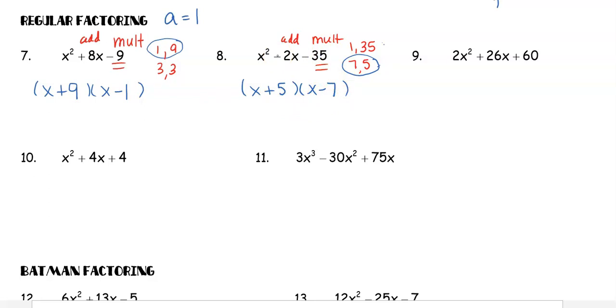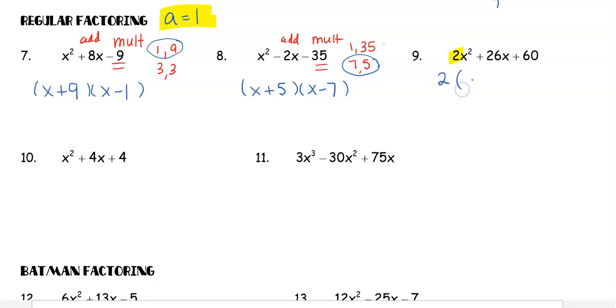Number 9. Now when we go to number 9, I said the a value had to be equal to 1, and I look here and my a value is 2. And that's because sometimes regular factoring is hidden by a GCF. So don't automatically jump into Batman factoring, which is what we're going to do next. Always check for a GCF first.